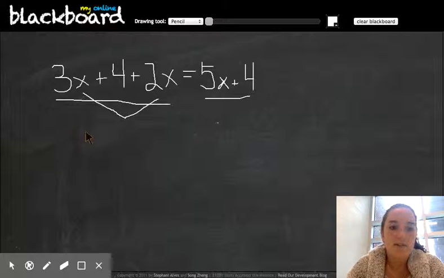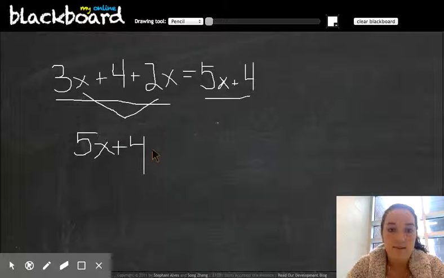So 3x plus 2x is 5x. And then we have 5x plus 4 equals 5x plus 4. What type of equation is this? Let's try and prove it by continuing to solve.